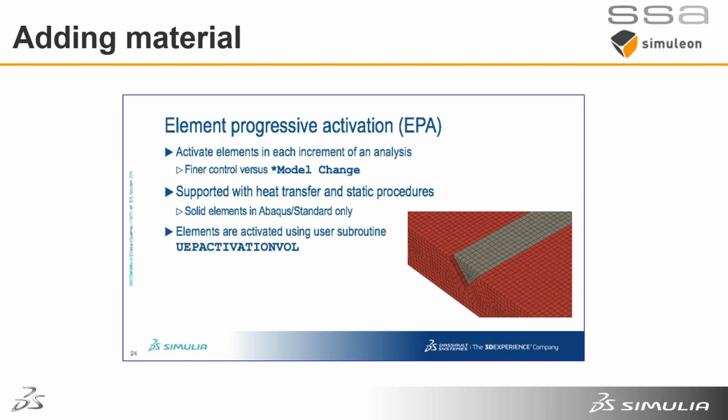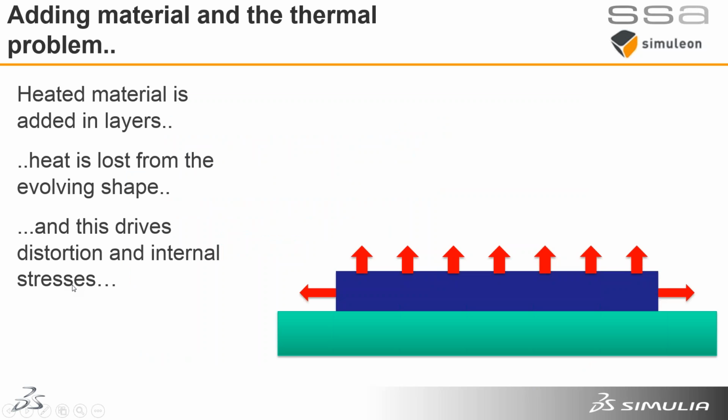That in 2017 is called element progressive activation, and you could always do weld simulations using model change. This is a finer control that allows us much more precise modeling of the additive manufacture process. So we have a number of star inputs. There will be CAE enhancements fairly soon that will allow you to do this. Currently you have to do it using scripting.